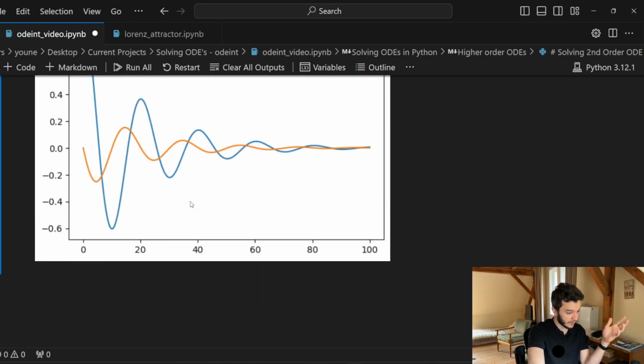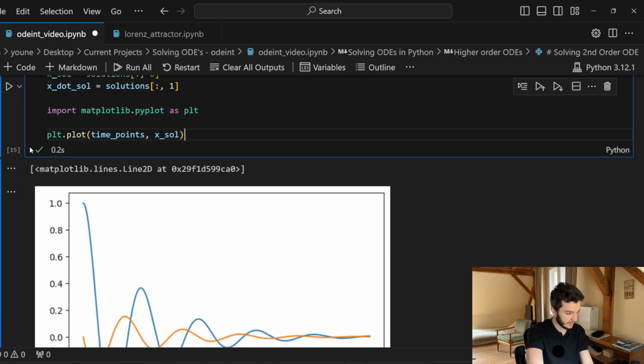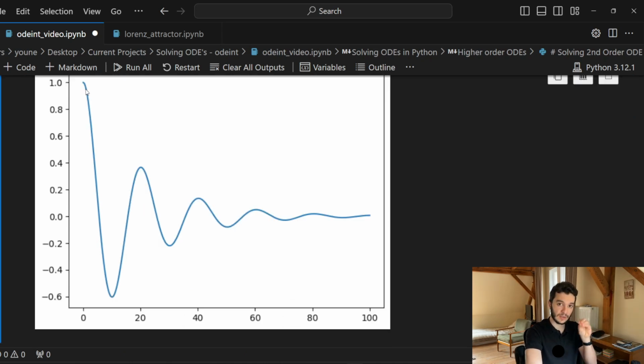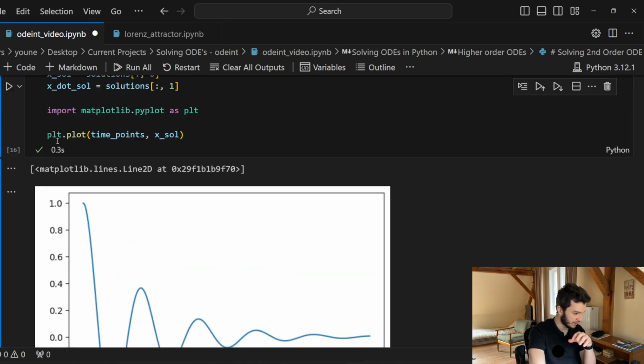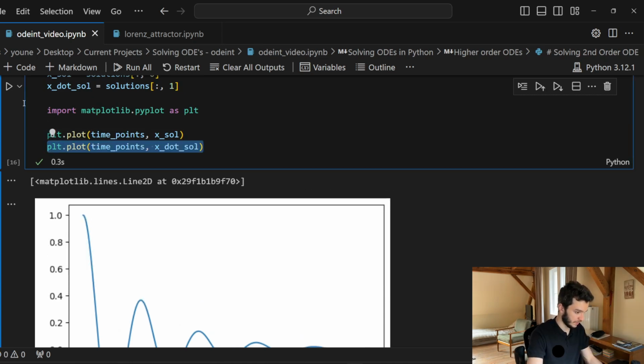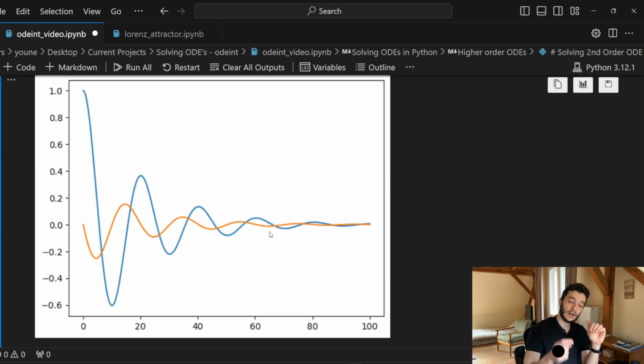Now here we have our solutions. You can see that, let me omit this, we run the code. So this is the position of the mass. You can see that the system is damped here. It starts in an initial position of 1, and then it slowly is damped. Alright, so the same goes for the speed. Okay, very good. We saw how to solve a first order ODE, a second order ODE with an initial value problem.